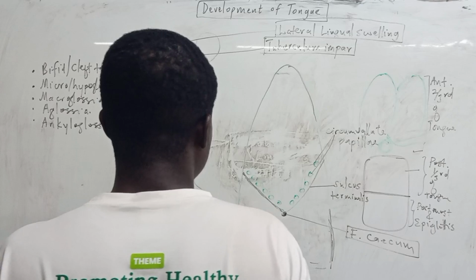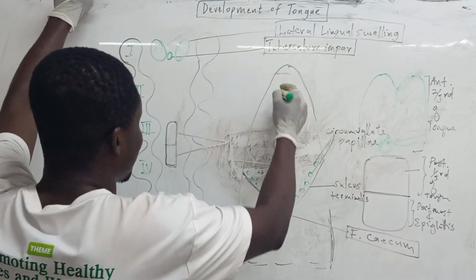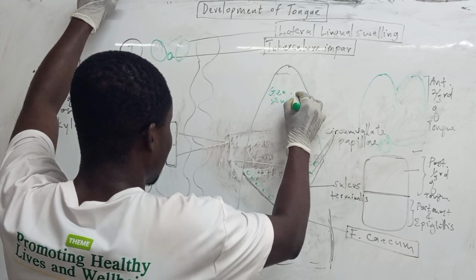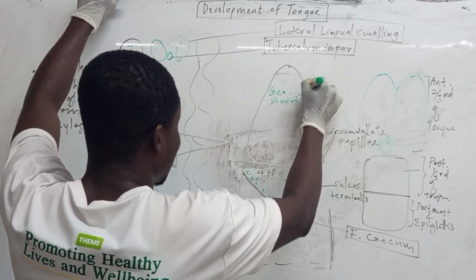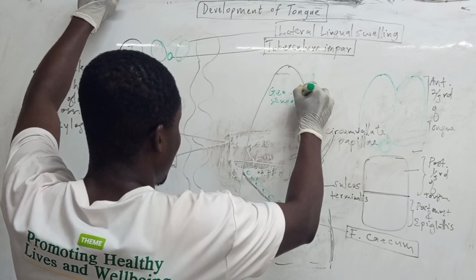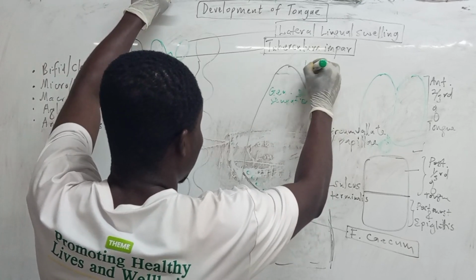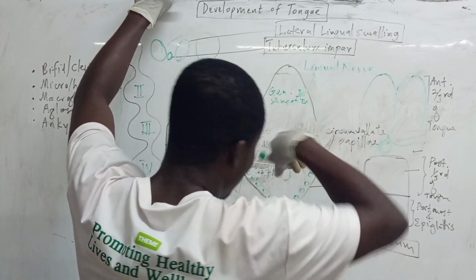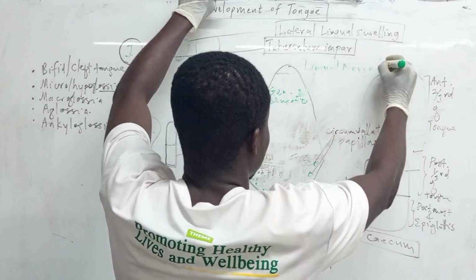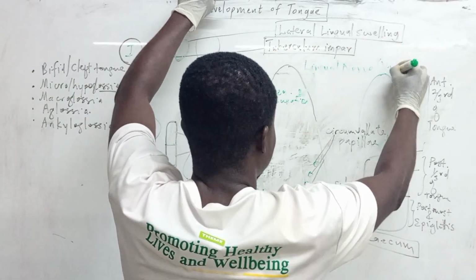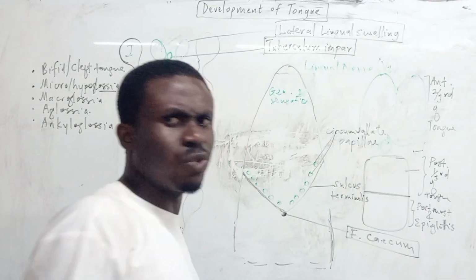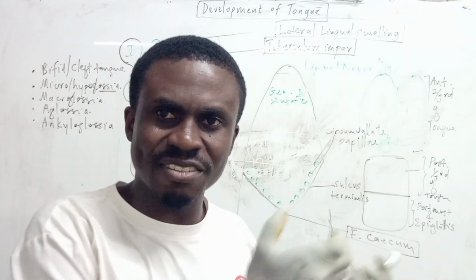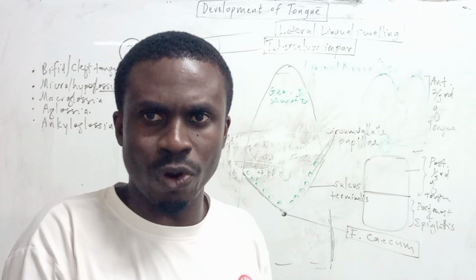So one thing I want you to know is that the general sensation to the anterior two-thirds portion of the tongue is via which nerve? Your answer is, of course, the lingual nerve. Whenever we talk about the lingual nerve, it's a branch of the third division of the trigeminal nerve, which we've seen already is the mandibular nerve. So it makes the concept very easy if you understand it from the pharyngeal arch point of view.